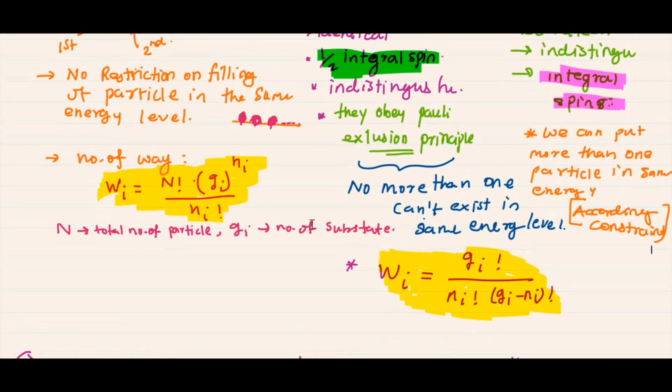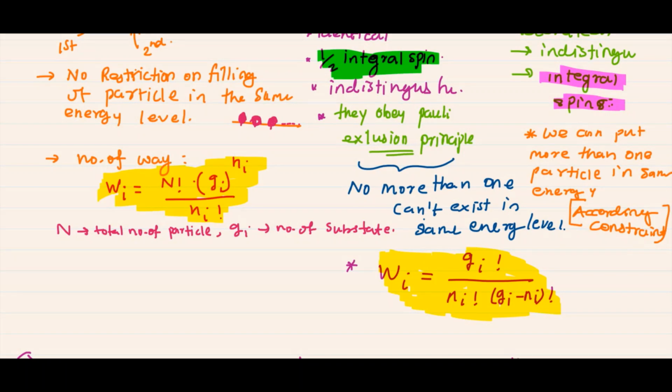Next our task is to write the formula. The formula is Wi equal to (Ni plus Gi minus 1) factorial, divided by Ni factorial into (Gi minus 1) factorial. So this is the formula.